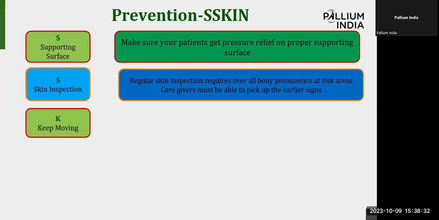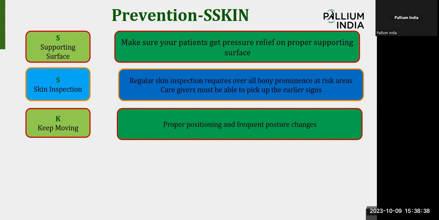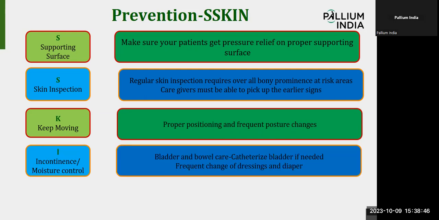K is for keep moving, that is, change the position every 2 to 3 hours whenever they are in the bed, and every 15 to 20 minutes whenever they are in the wheelchair. Then incontinence or moisture control, which is very important. How can we suggest it? Through either bowel or bladder care, given through catheterization if required, or through changing the dressing when it is wet, and also diaper change as per need.